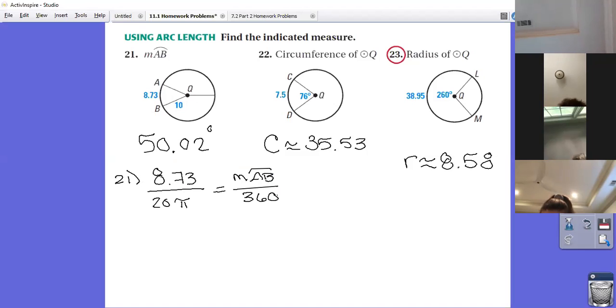Now, once again, it doesn't ask you for an exact answer, you can just give me a decimal. So what I'm going to do here to get the measure of the arc by itself is multiply both sides by 360. So that cancels out. And then I can simply do 360 times 8.73 divided by 20 pi.